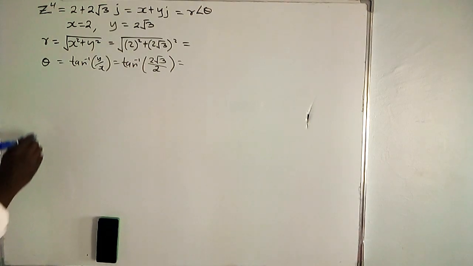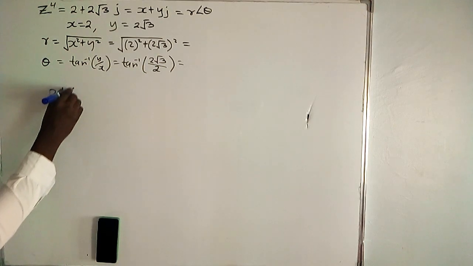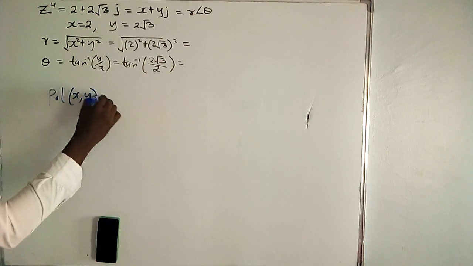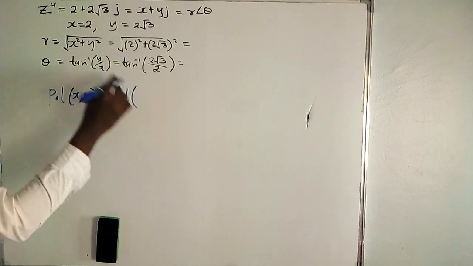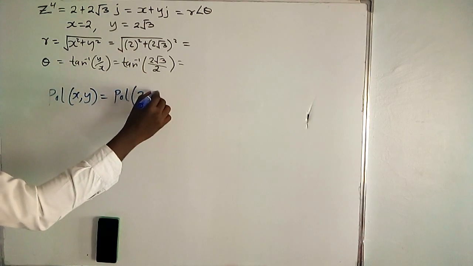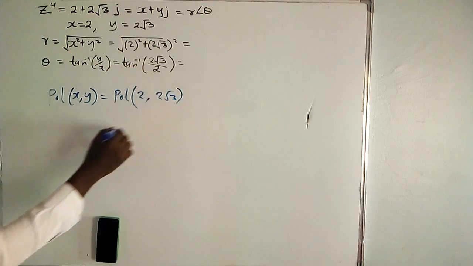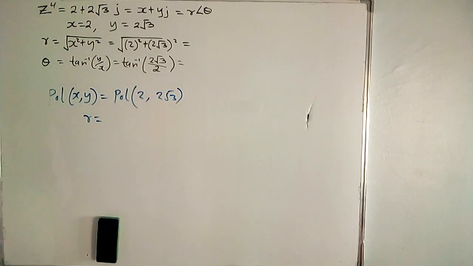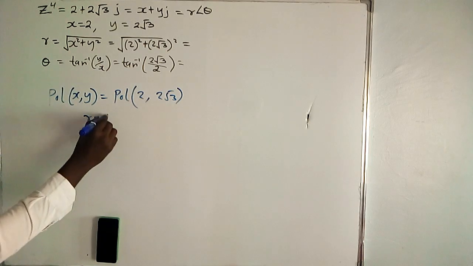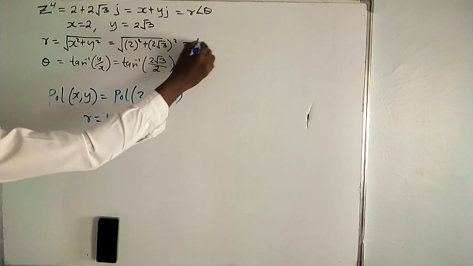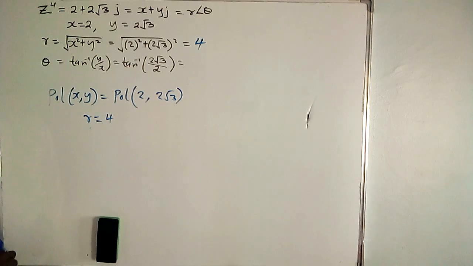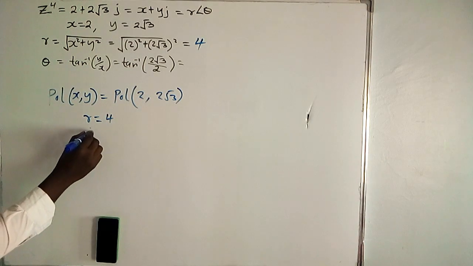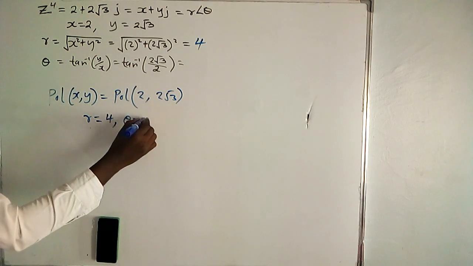We are looking for the polar form of x, y. So you put the value of x, 2, comma, the value of y, 2 root 3. So what is the polar form of 2, comma, 2 root 3? R is 4, meaning this r, which is the square root of x squared plus y squared. If you work it out, you are going to get 4, isn't it? Then what is theta? 60 degrees.